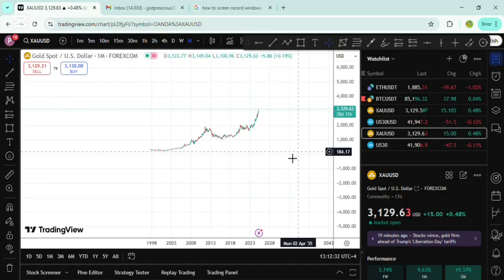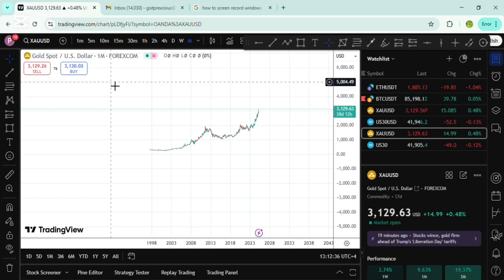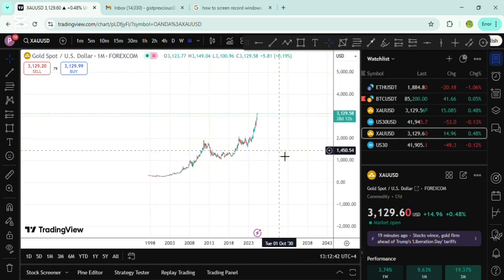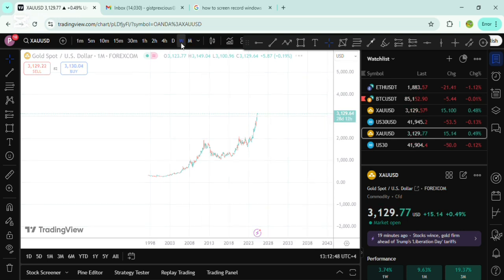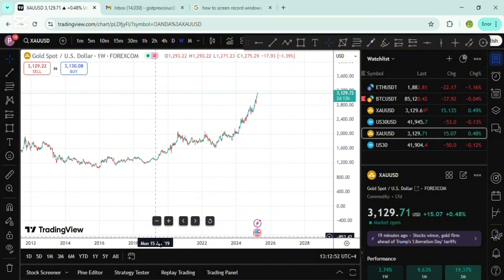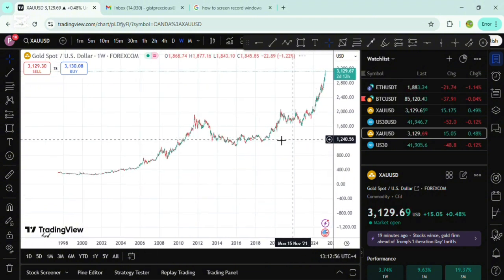This is gold. I'm trying to analyze gold. So we're on the monthly time frame. Yes, and gold has been on the buying trend. I took it from the monthly to the weekly time frame, so it's still on the buying trend. I hope you're seeing it.